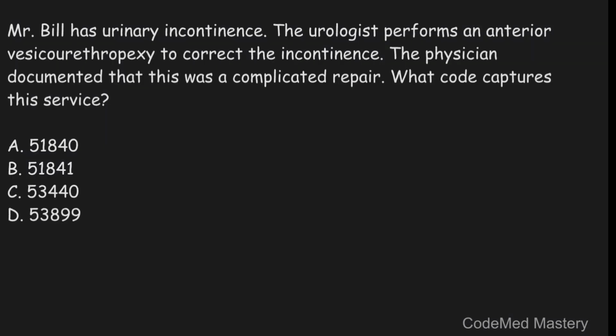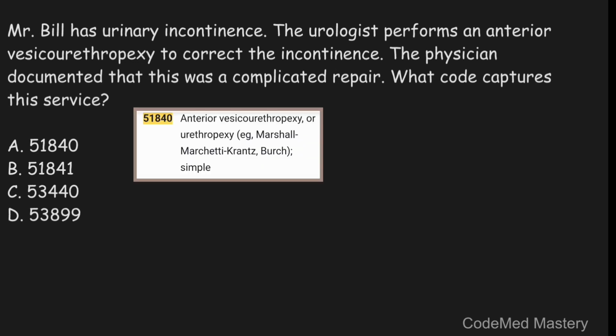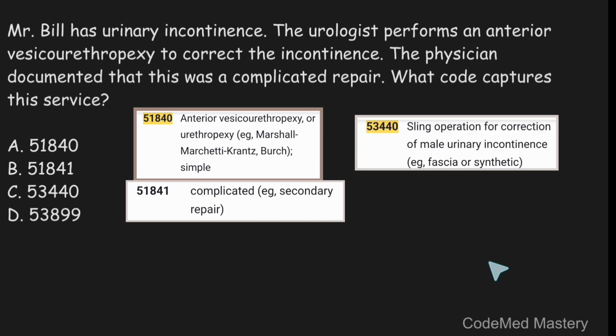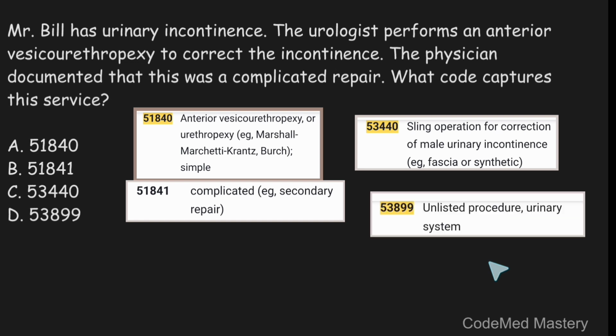Before reading the question, we'll check the options. Check option A, 51840. 51840 is for anterior vesico-urethropexy or urethropexy, simple. And option B, 51841 is for anterior vesico-urethropexy or urethropexy, complicated, example secondary repair. And the code in option C, 53440 is for sling operation for correction of male urinary incontinence. And the code in option D, 53899 is for unlisted procedure of urinary system.